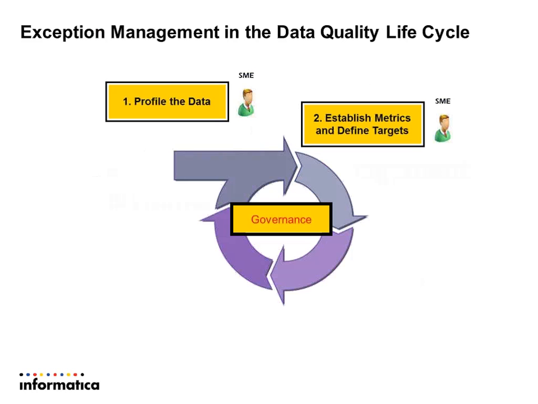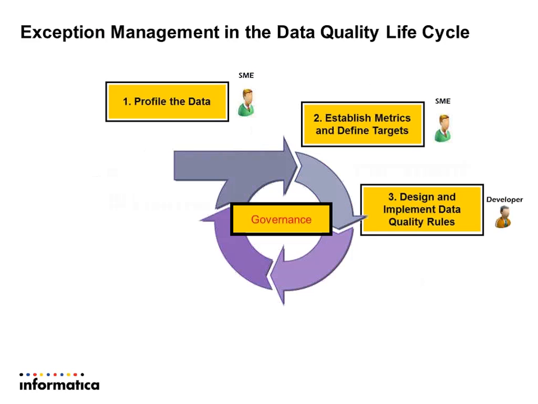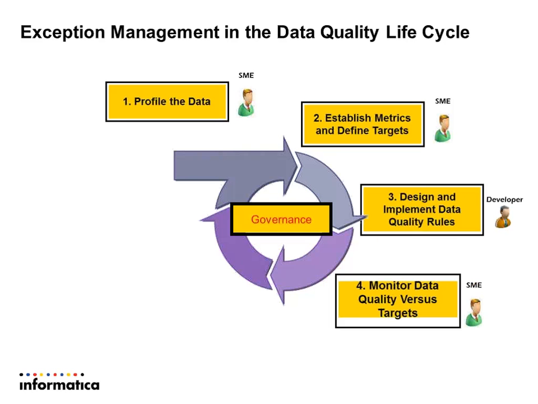For example, the customer ID field should be 100% unique, or the name column cannot contain any blanks, and so on. The next process in the cycle is to implement the data quality rules that help to identify and fix some of the issues identified during the profiling phase. Once the rules are implemented, they have to be monitored to see whether the data quality results match the expectations that were set during the metric definition phase.